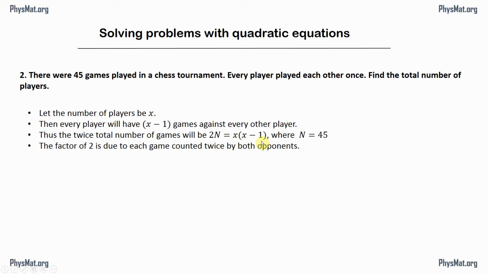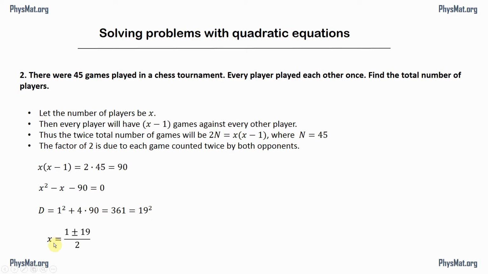So we get our equation. X times x minus 1 is equal to 2 times 45, which is equal to 90. We transfer 90 to the left part of the equation. We get the standard quadratic equation. Calculate the discriminant, where b is equal to minus 1, c is equal to minus 90, a is equal to 1. The discriminant is 1 squared minus 4 times 1 times minus 90, which gives plus again. And it is equal to 361, which is 19 squared.